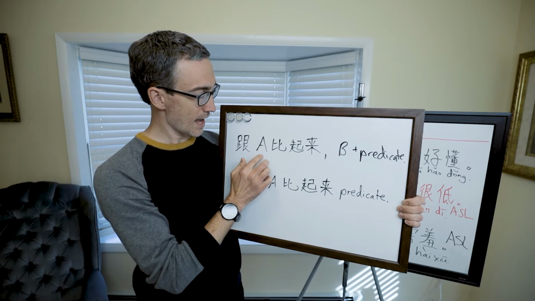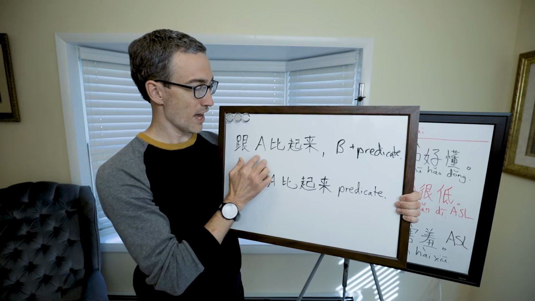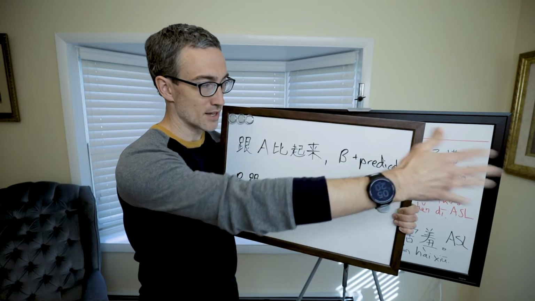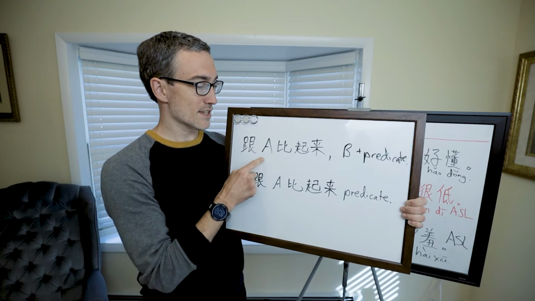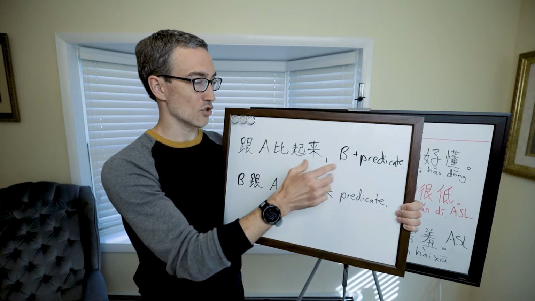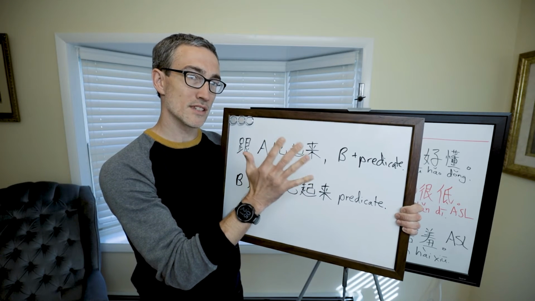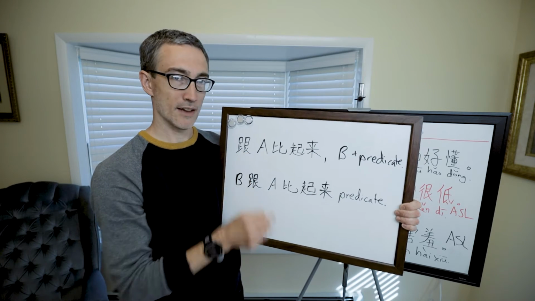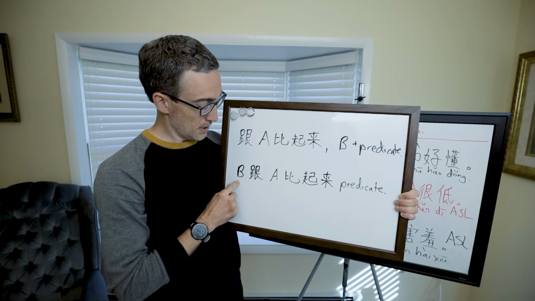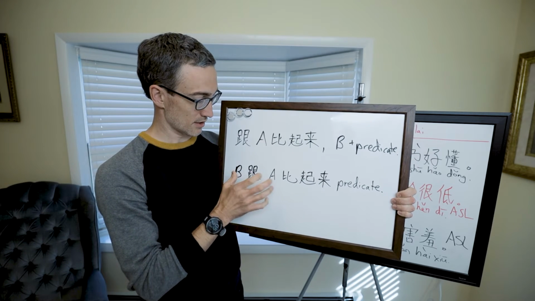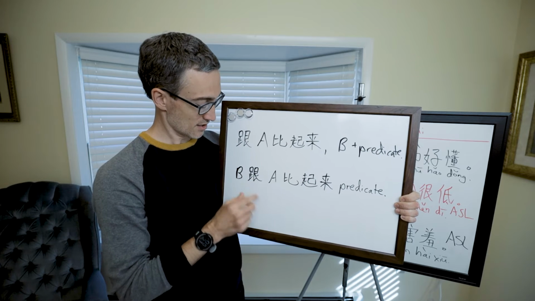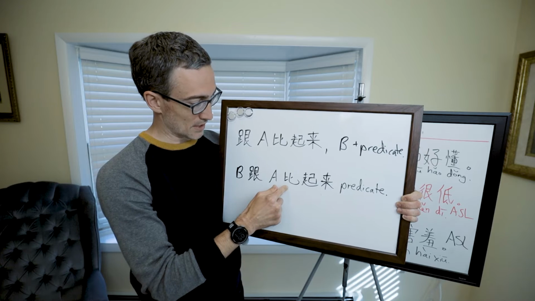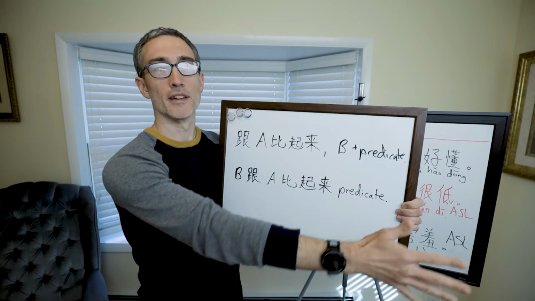So 跟 A 比起来: with A compared, B whatever, B something, right? So in this sentence structure, what is the subject of the sentence? B. And we're comparing B with A. Now here's another way to say it. B, and this will have no comma because the 跟 phrase is sandwiched in the sentence. B 跟 A 比起来, and then the predicate.